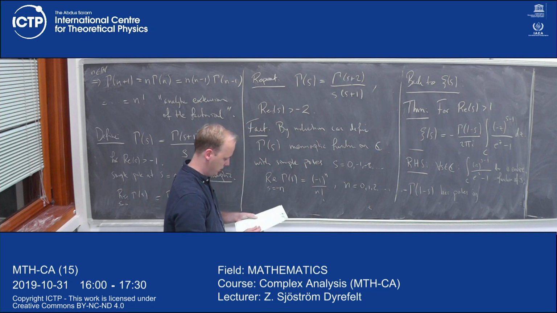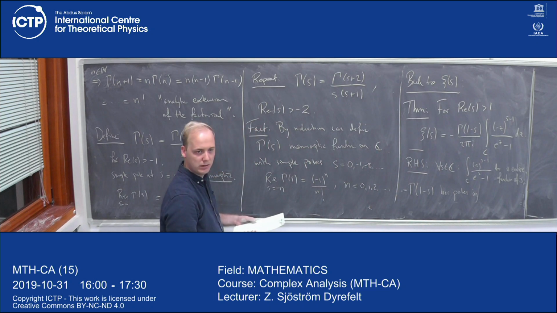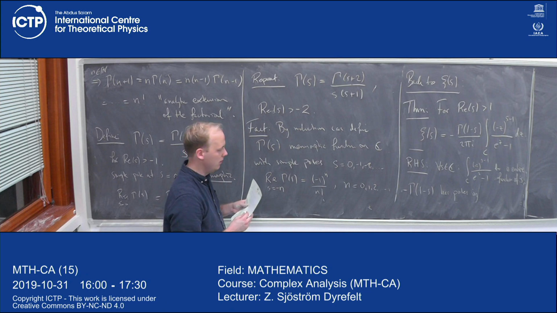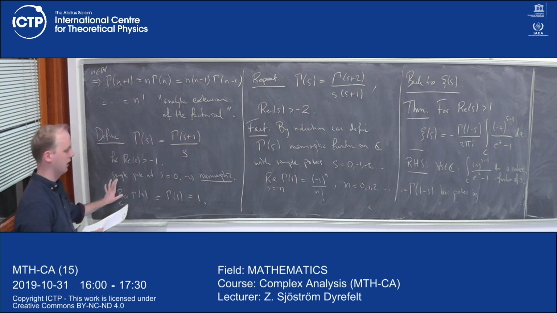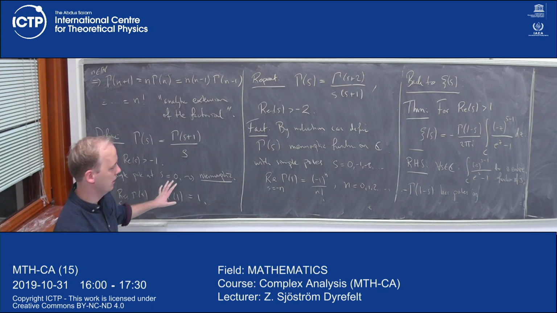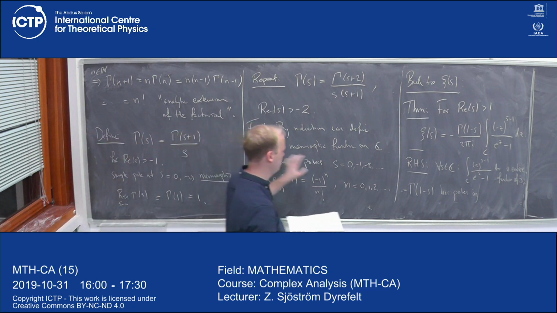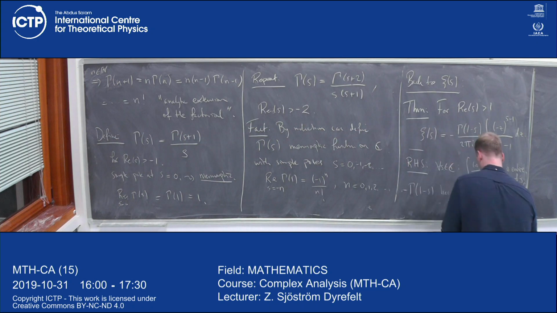At s equal 1 only? All negative integers, all positive integers. Yeah, exactly. So gamma of s for this has poles in, actually not 0, right? So s is 1, 2, or so on.